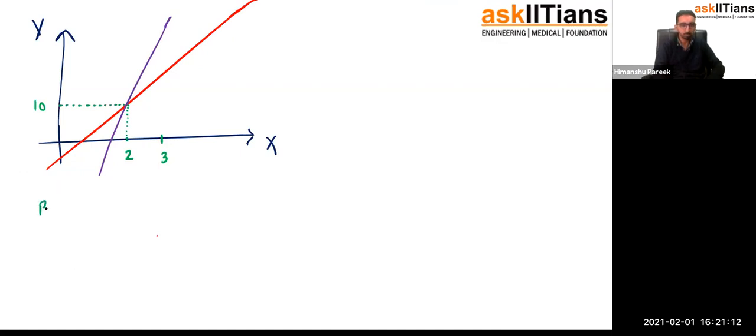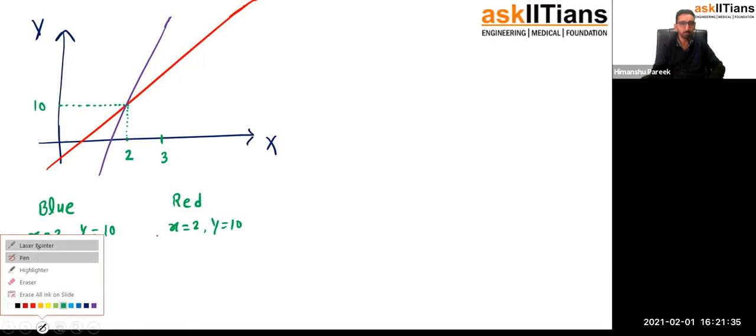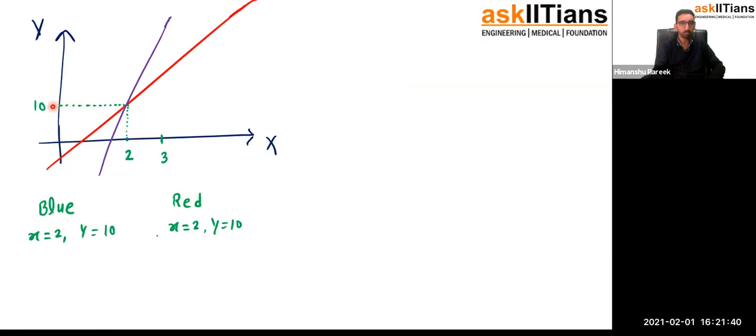Let us make a table here. For blue, at x is equal to 2, the value of y is 10. For the red straight line, at x is equal to 2, the value of y is 10. Yes, they both are at the same point. You can see here x is equal to 2, and this is going at 10 only. It's visible clearly here. Okay, now let's go ahead.